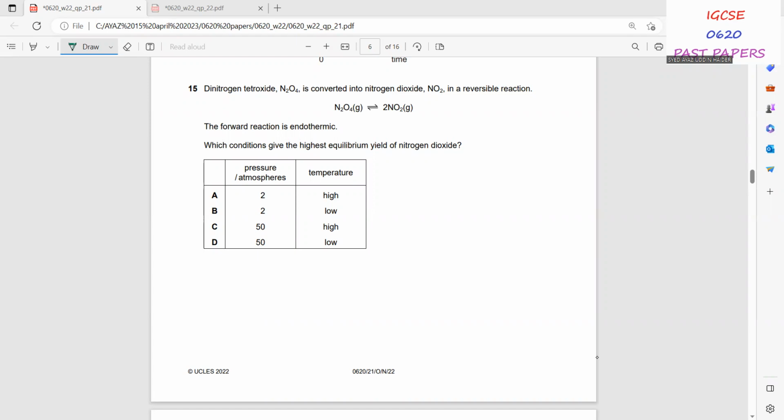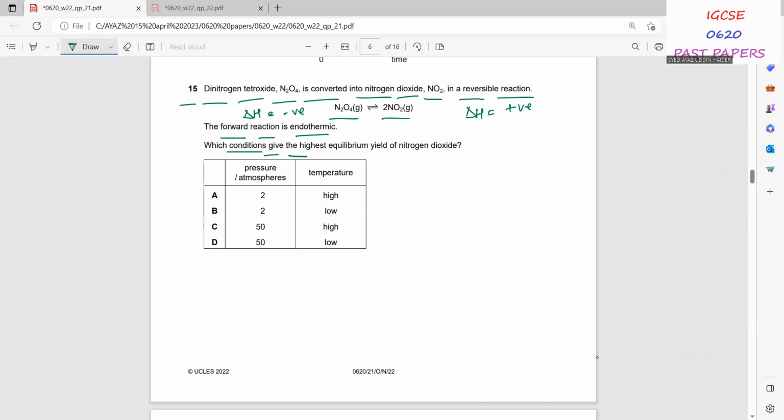Question number 15. Dinitrogen tetroxide N2O4 is converted into nitrogen dioxide NO2 in a reversible reaction. This is the reaction: N2O4 gas gives 2NO2 gas. The forward reaction is endothermic. Forward reaction endothermic means delta H will be plus in the forward direction. The backward will be exothermic automatically. Delta H will be negative on the reactant side.